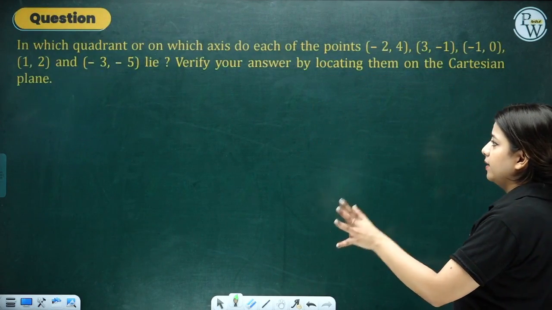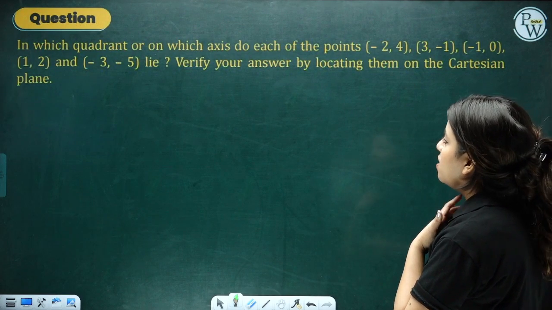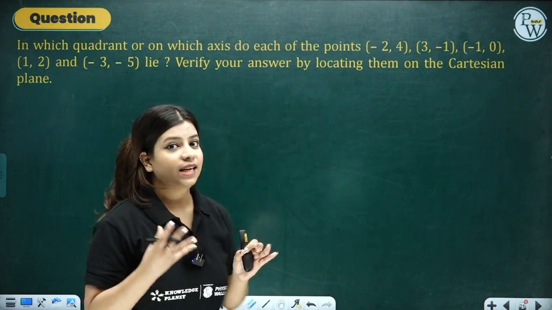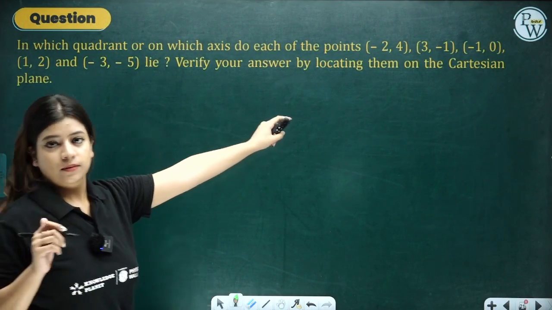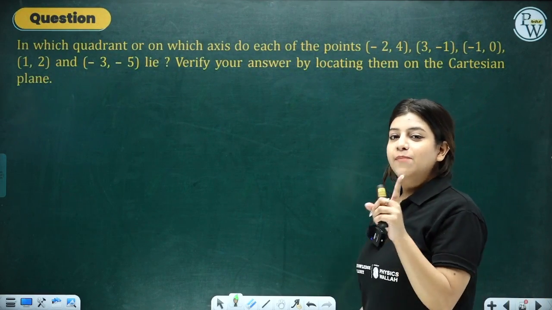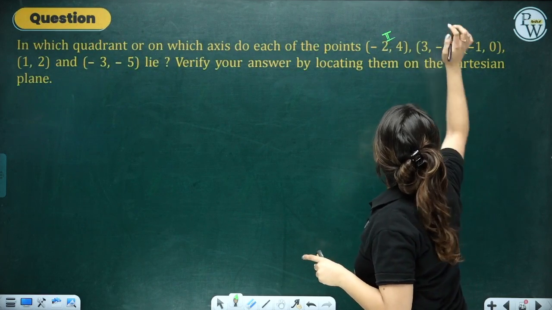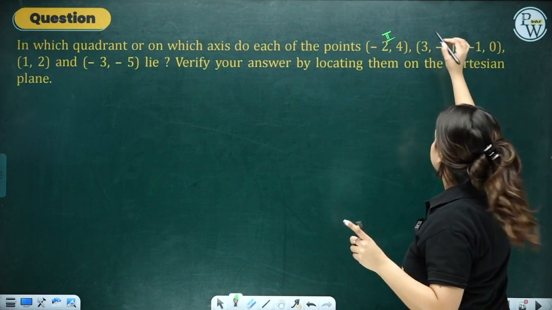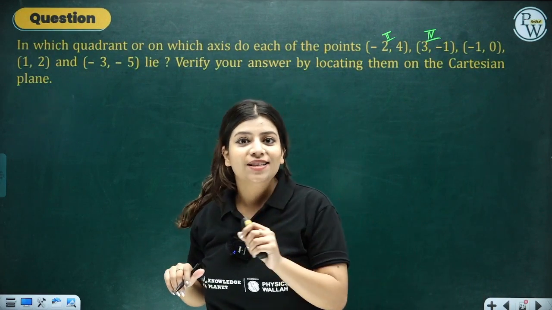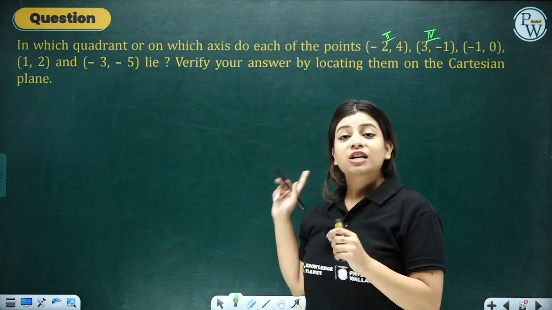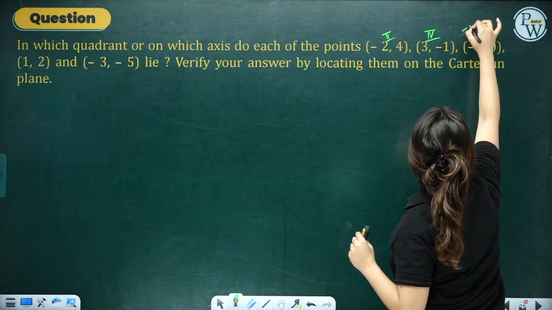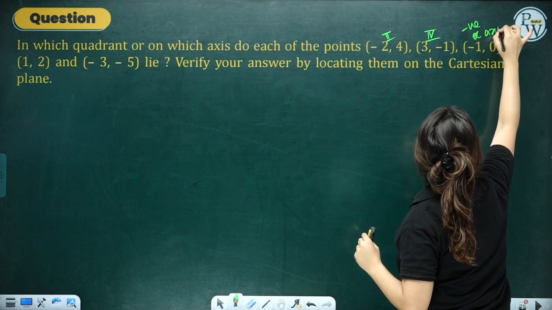We have already located them, right? Okay. In which quadrant or on which axis do you think the points lie? All right, let us see how we can say. So the first point, x is negative, y is positive, which is in the second quadrant. Then we have x positive, y negative. This is in the fourth quadrant. Then we have (-1, 0). x is something, y is 0. So this will lie on the axis, not in any quadrant. And on which axis? Negative x-axis, right?